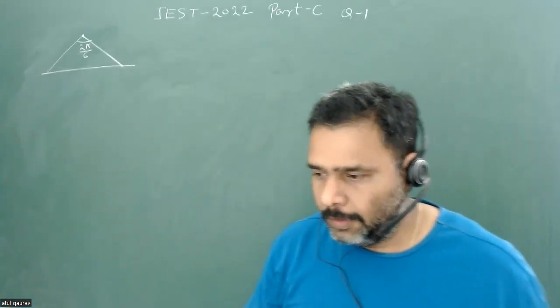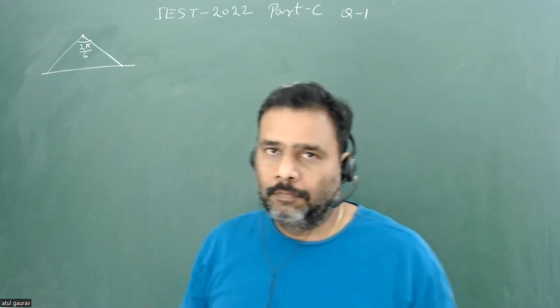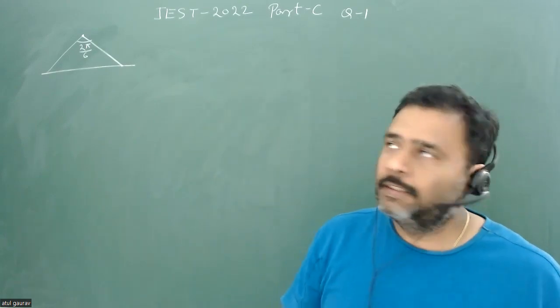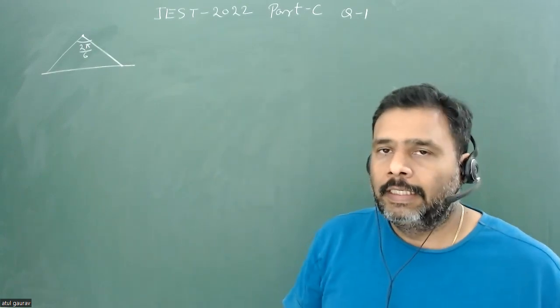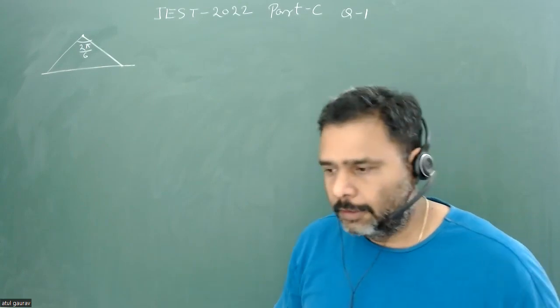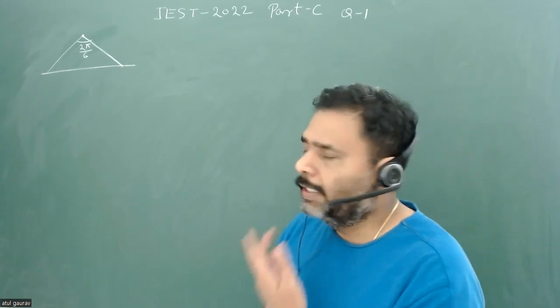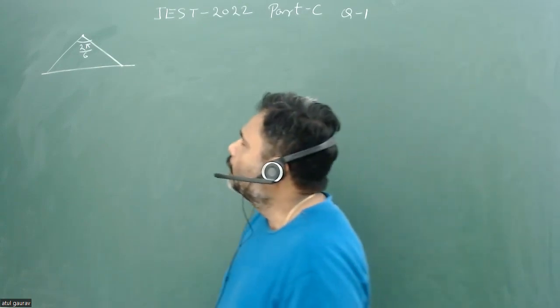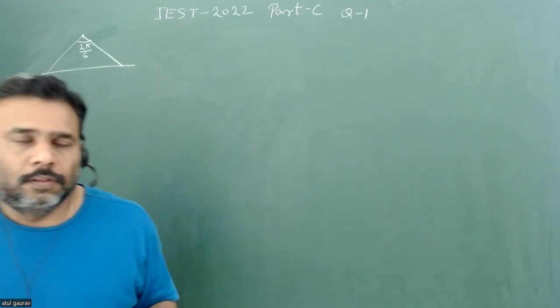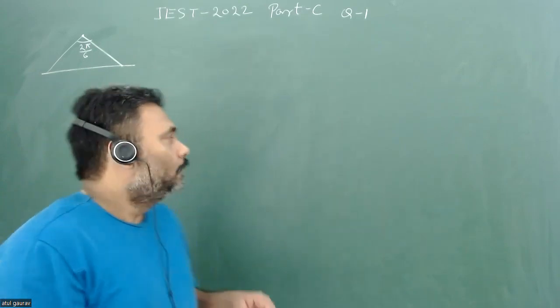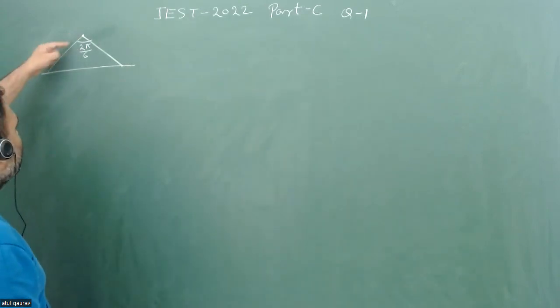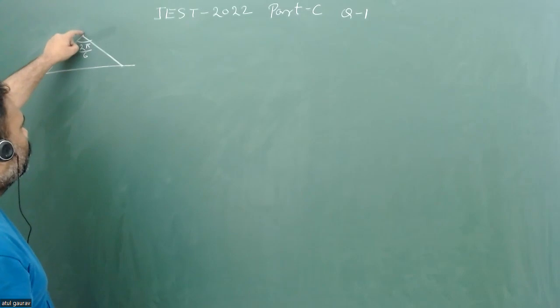Hello students, so let's try to solve one more problem from JEST 2022, and this is from C part question number 1. This is one of the wonderful questions. So let me first explain you this particular question. There are two rods which have mass m and they are just hinged at this particular point.